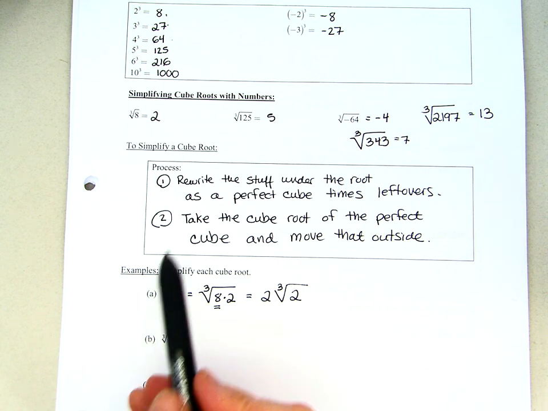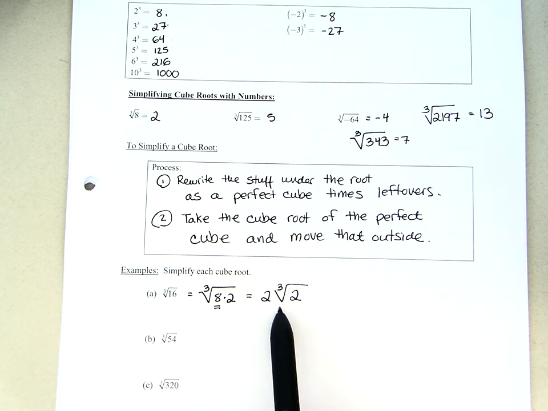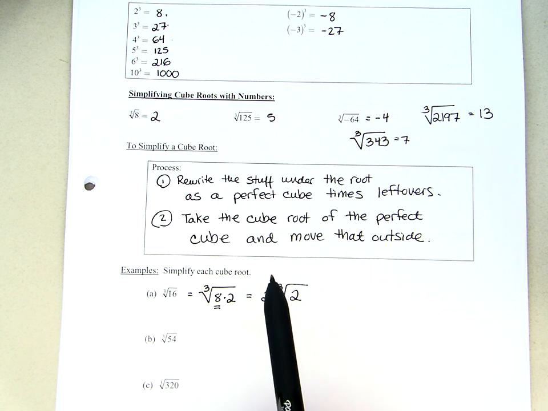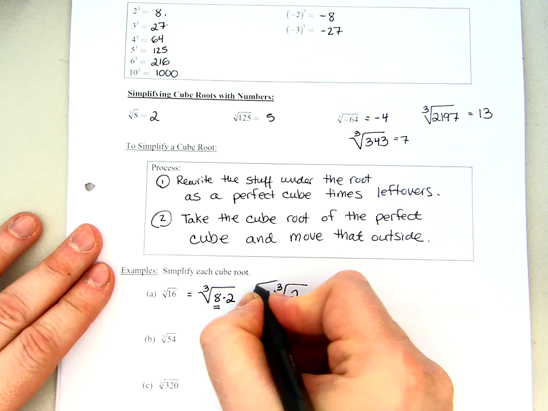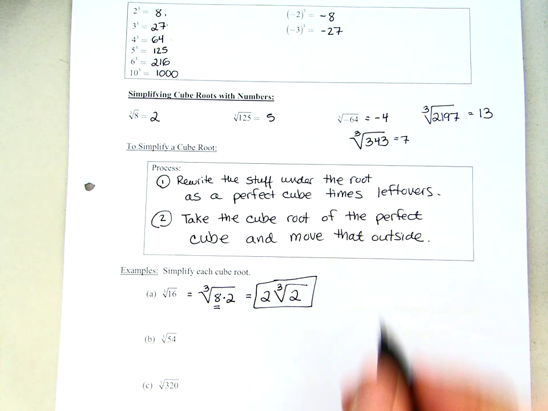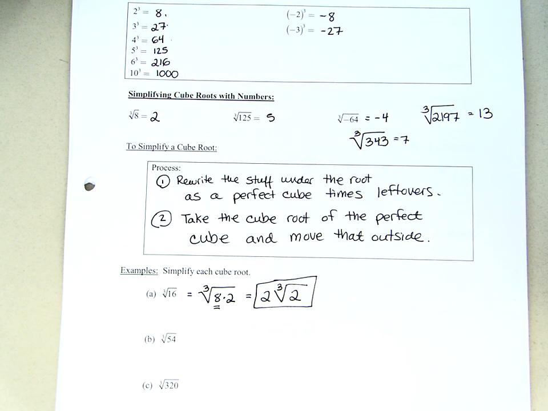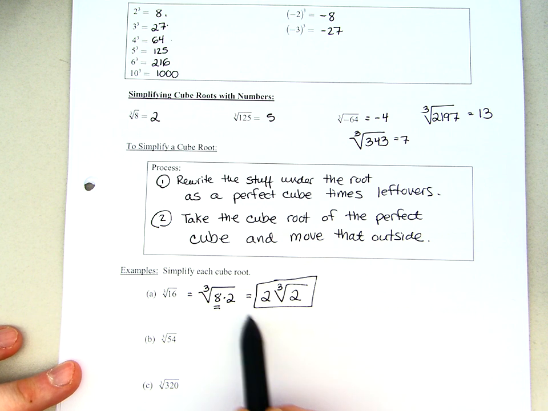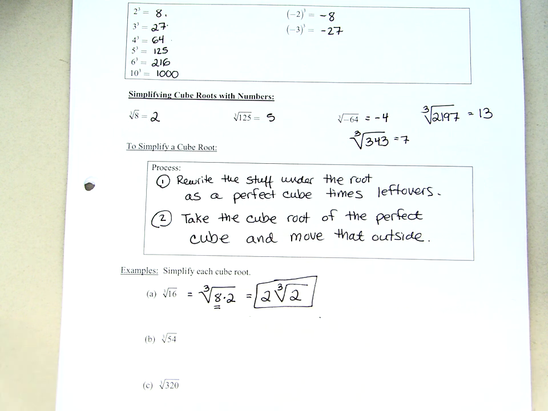I'm not going to bother writing the next step. The next step is just check to see, is there anything left under the root? Definitely not, because my smallest perfect cube was 8, and this is already smaller than that. My simplified answer is 2 times the cube root of 2. If you went to the calculator and typed that in, you'd get the same decimal you got when you typed in cube root of 16, but this is the simplified exact answer that we're going to want to give for these.